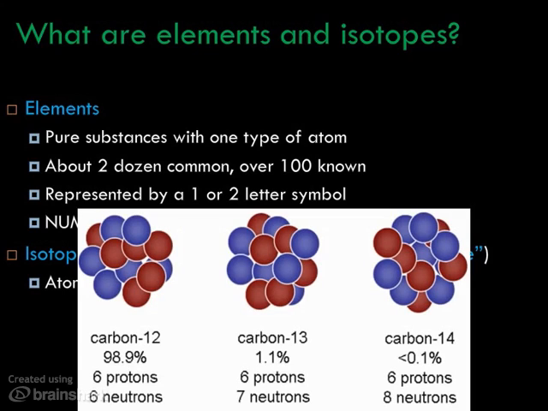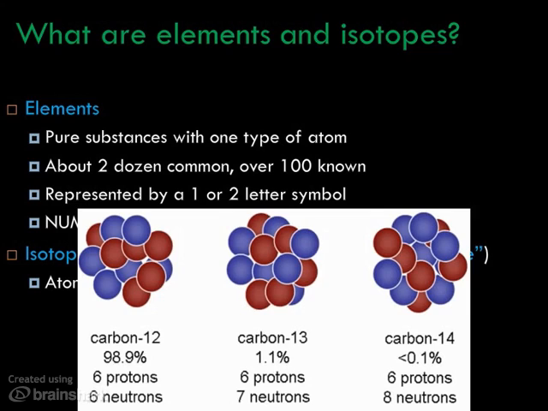A common isotope is carbon-14. Carbon normally has 6 protons and 6 neutrons. That's carbon-12 over on the left. Carbon can have 6 protons and 7 neutrons, and it's called carbon-13. Carbon-14 has 6 protons and 8 neutrons. It's very, very unstable, but it's useful. It is found in every living thing in certain amounts and has a very predictable rate of decay.